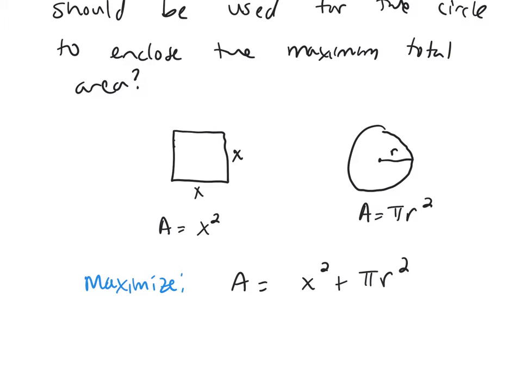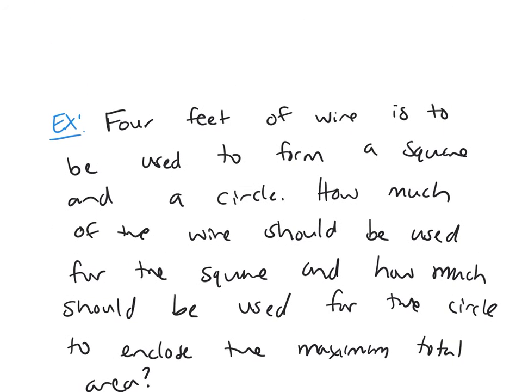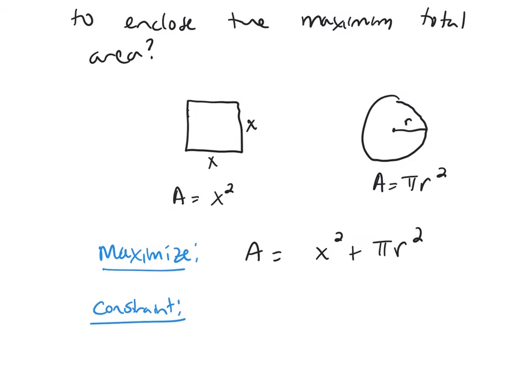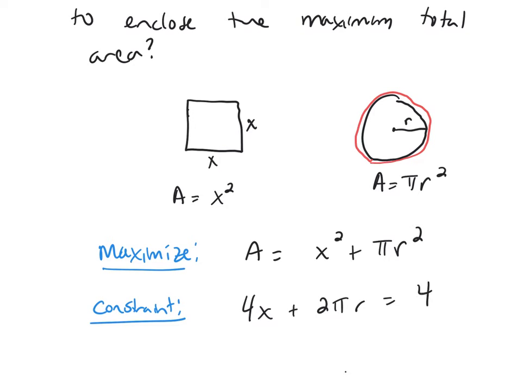Okay, and then what constraint do we have here? Well, our constraint is the length of the wire. We only have 4 feet of wire in total to use, so I need to add up the amount of wire used on the square. If I add up the 4 sides, it would be 4x. And then the circumference of this circle will tell us how much wire was used. What's the circumference? It's 2 pi r. So that has to be equal to 4.